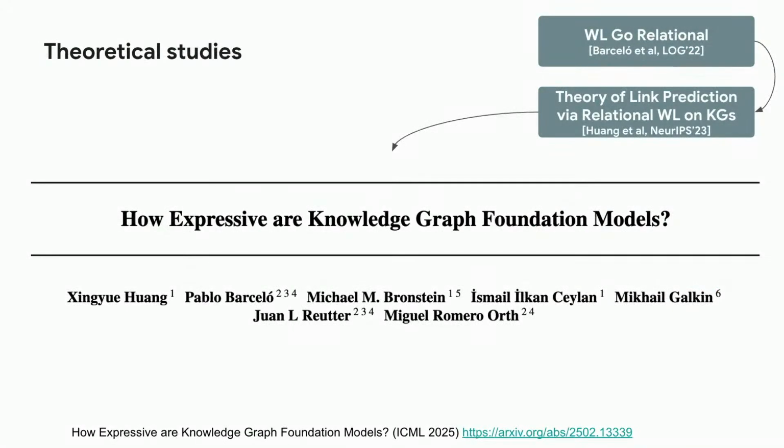And there has been substantial effort to understand better the theoretical properties of that. Some of the recent work that we did with Pablo started actually a few years back, also with Christopher, on the paper Weisfeiler and Lehman Go Relational, which we did back in LoG 2022. Then it evolved slowly with a few iterations through the NeurIPS 23 work on the theory of link prediction through relational Weisfeiler-Lehman to the very recent ICML work on the expressiveness of those knowledge graph foundation models.